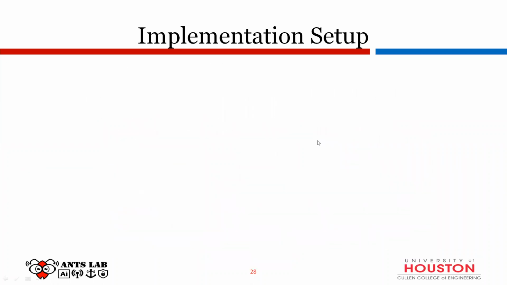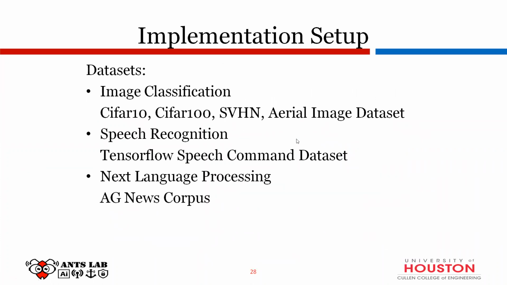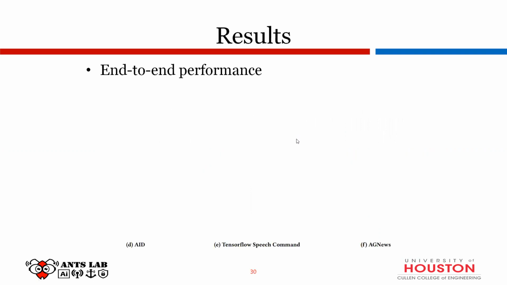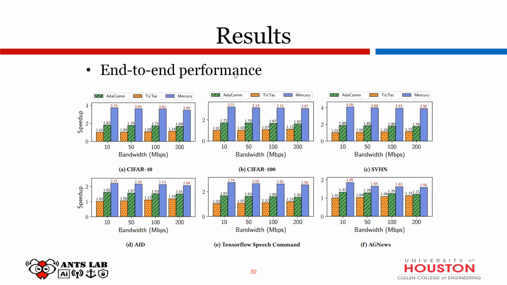So we are at the results part. In addition to performance, we look at the speedup, and with the bandwidths of 10, 50, 120, regardless of the setting, Mercury has an overall better performance than TicTac and Atacom in all those different data sets.